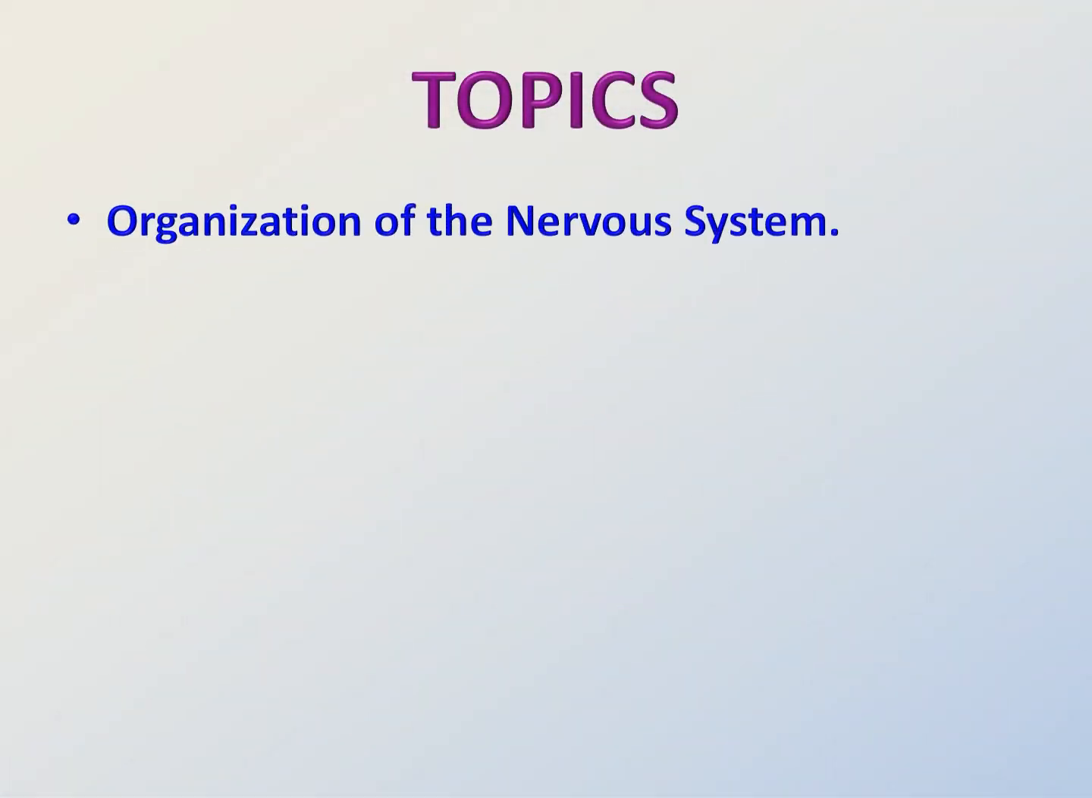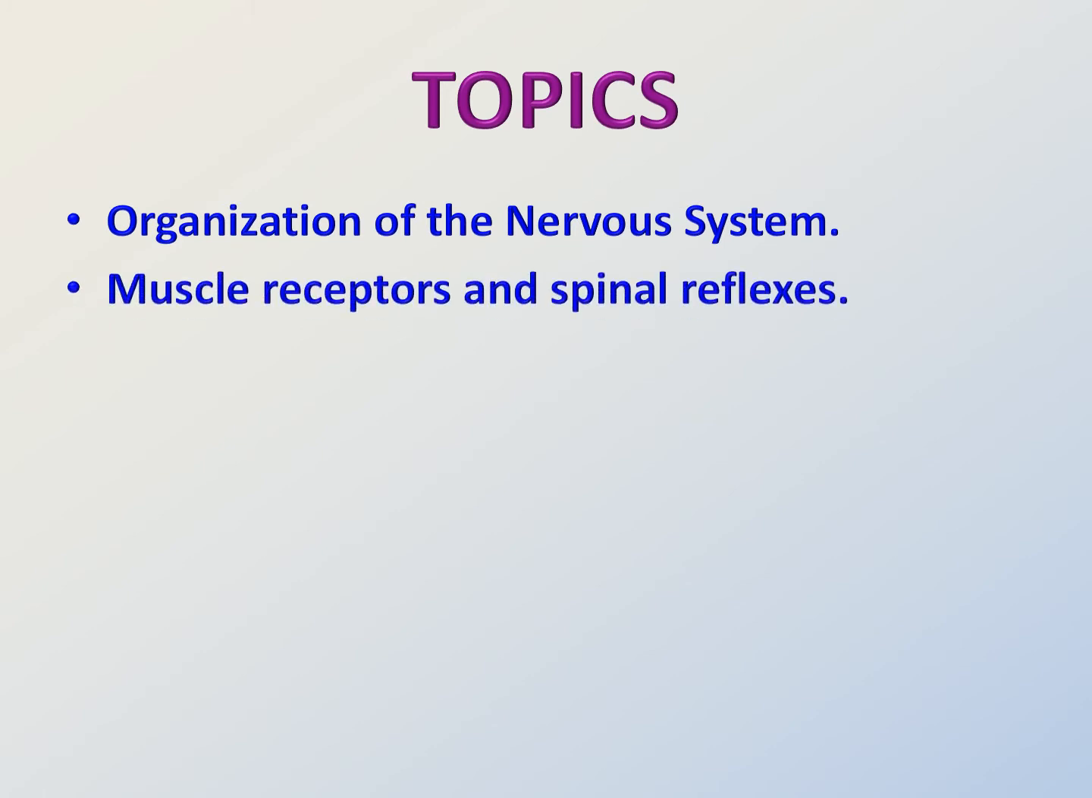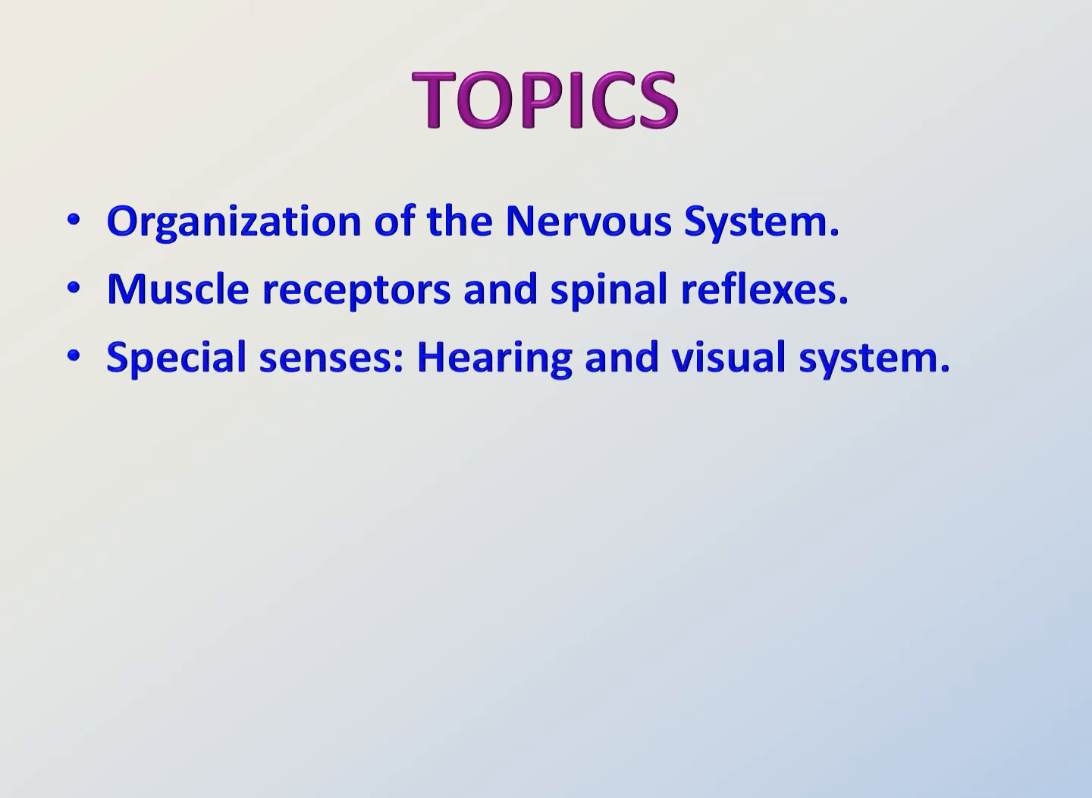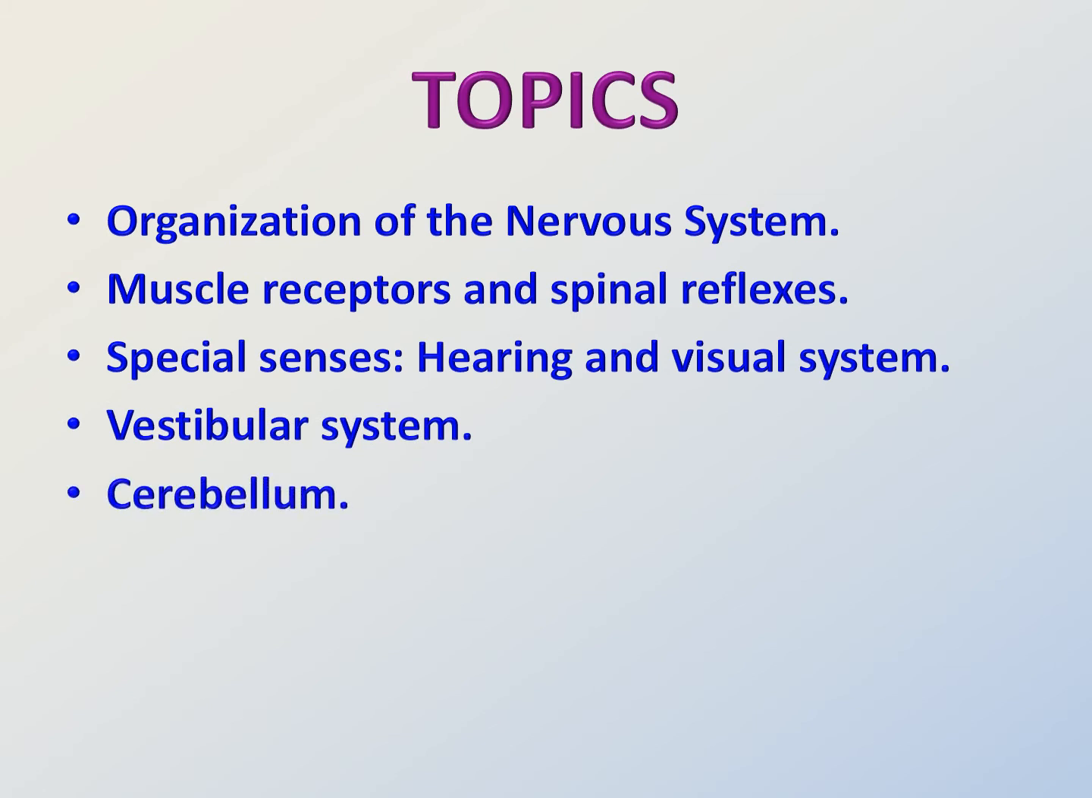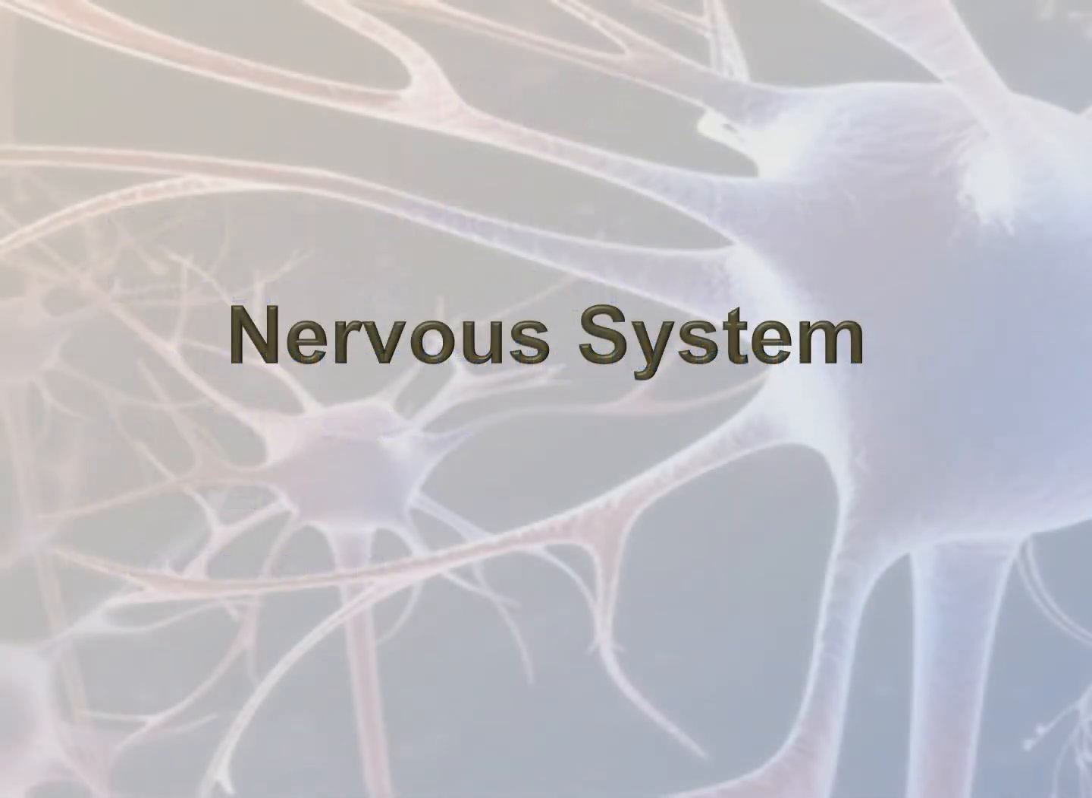We will first look at the role and organization of the nervous system. In the second lecture, we will review muscle receptors and spinal reflexes. Then we will move into the senses of hearing and vision, followed by the vestibular system, the cerebellum, and finally the limbic system. Let's start by looking at the nervous system.